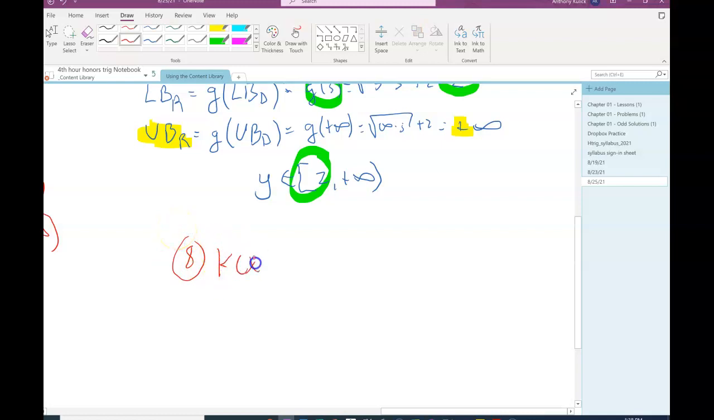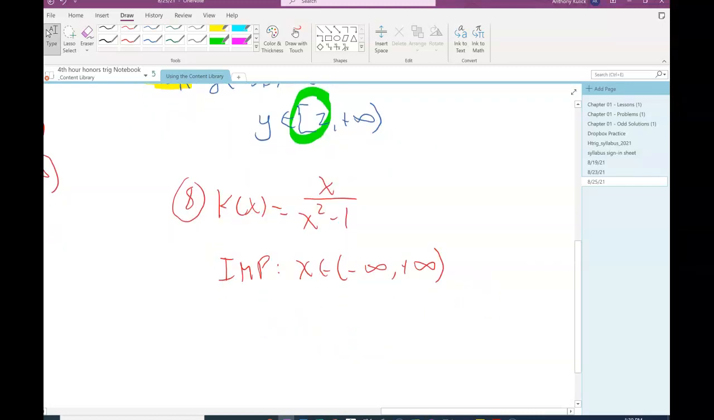Okay. So k of x is equal to x over x squared minus 1. Again, we're looking for a domain. There's no context given. The implied domain is just all real numbers. The relevant domain involves subtraction, squaring, and division. The only one that's going to really be a problem is the division, right? So I'll take everything that's in the denominator and set it not equal to 0.